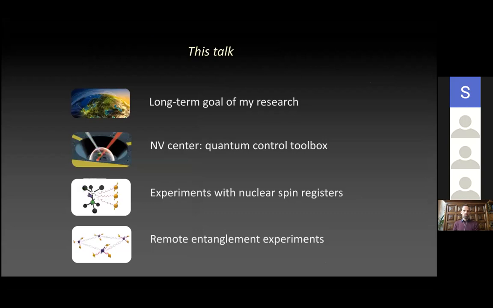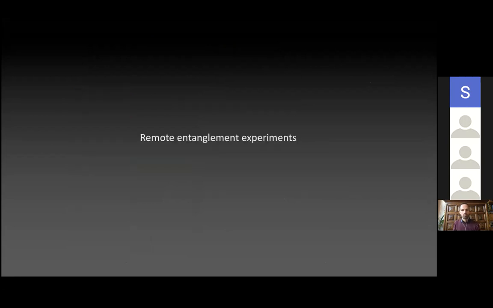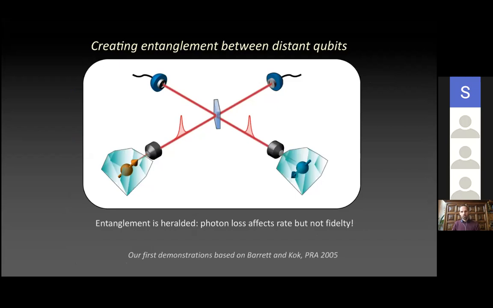So with that, I want to go to the final topic, which is the remote entanglement experiments. For those who are not so familiar with the way we actually make entanglement between distant qubits, the idea is very simple. You start by making local entanglement between your spin state and a photon, so some degree of freedom of the photon. It can be polarization, frequency, time bin, it can also be photon number, as I will discuss a bit later.